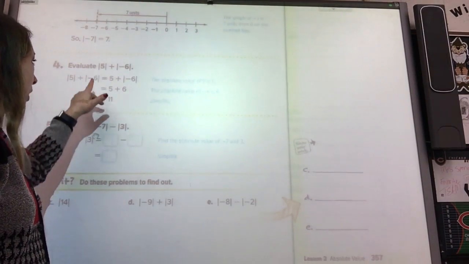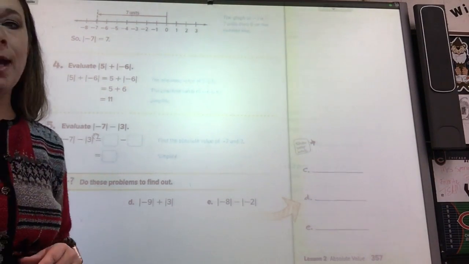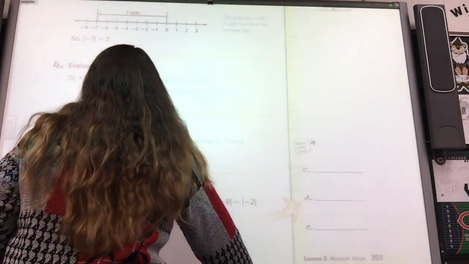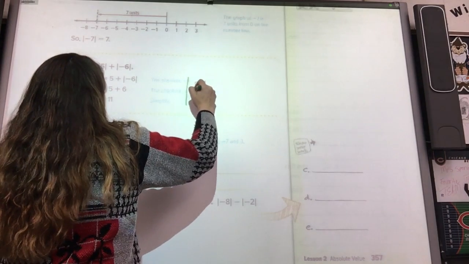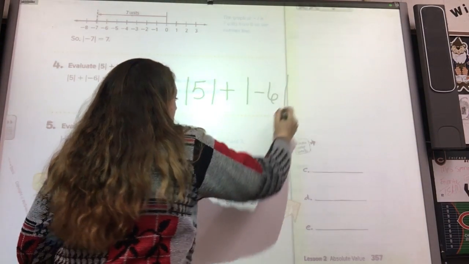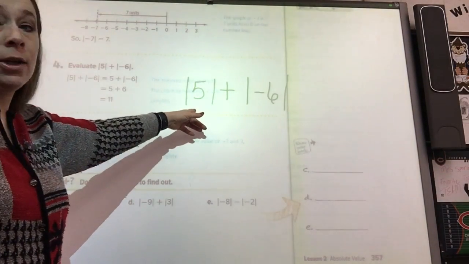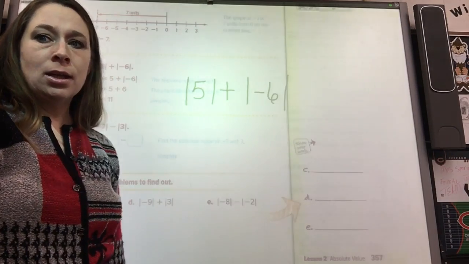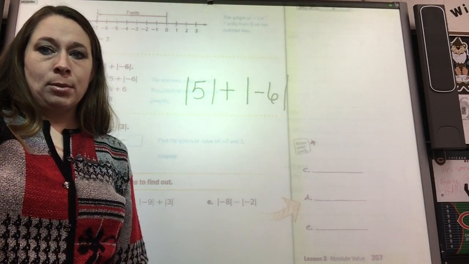Then they're going to throw in this tricky little thing where they ask you to add. Now this looks like a really complicated mess, and I'm going to rewrite it a little bit bigger even though it's on your page because some of you might not have the Glencoe book with you. So this is what the question is. Absolute value of 5 plus the absolute value of -6. And it looks like this big, complicated, hard problem, right?